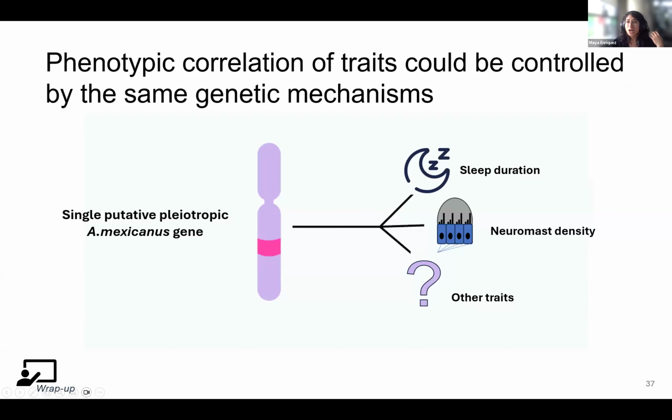We have some ideas of why we might be seeing these things. It could be that these phenotypic correlations could be controlled by the same genetic mechanisms, like a single putative pleiotropic trait. It's one pet idea that the community has as to why cavefish were able to survive, is all these cave-like traits were inherited in a suite of traits very quickly in order to survive.